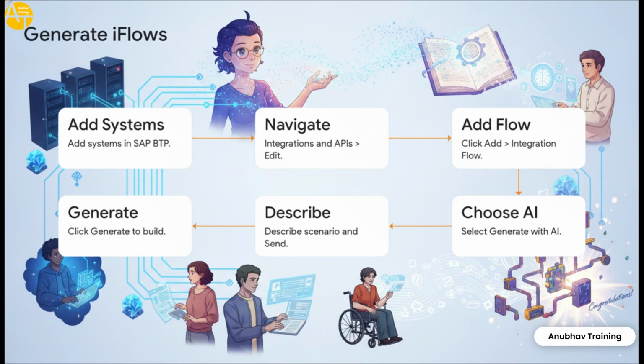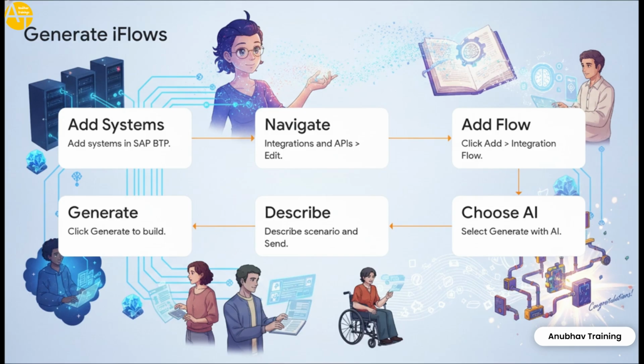Here is your 6-step blueprint. Step 1 is the setup, and it's super cool. Add your relevant systems in the SAP BTP cockpit. Why does that matter? Because once they're in there, the AI automatically scans those systems and their APIs. They become instantly visible in your sender and receiver lists later. It makes linking systems phenomenally easy.